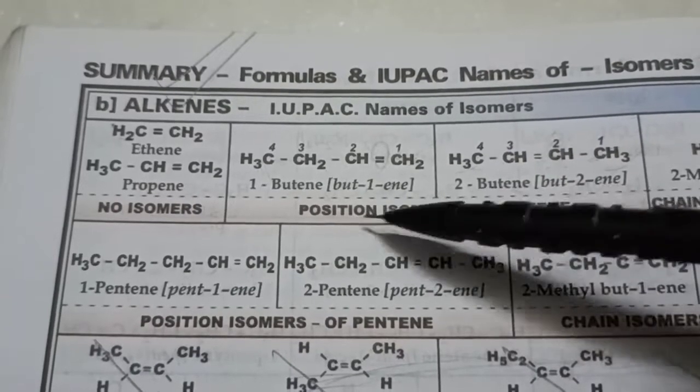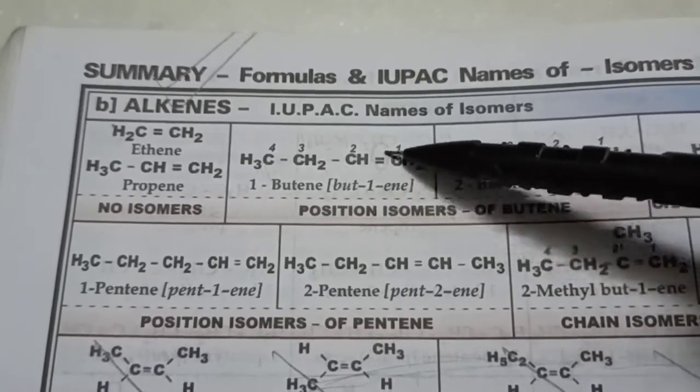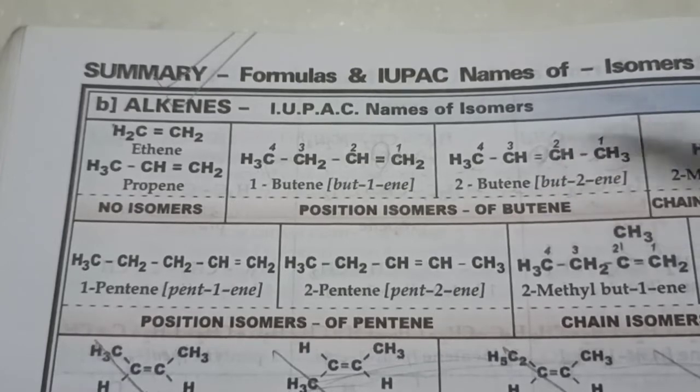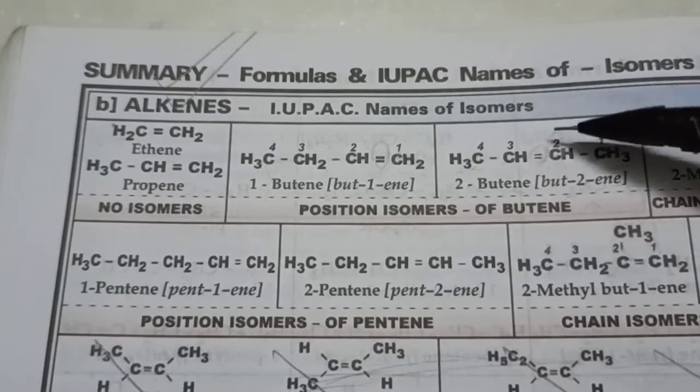They are called position isomers because the position of the double bond is different. Position of the functional group is different. But that's not all. We have one more isomer for butene.